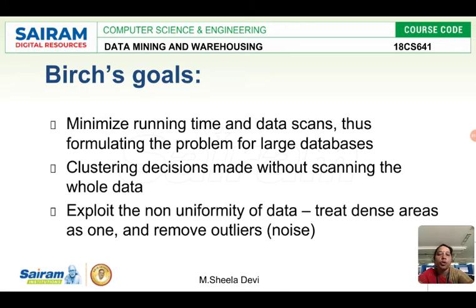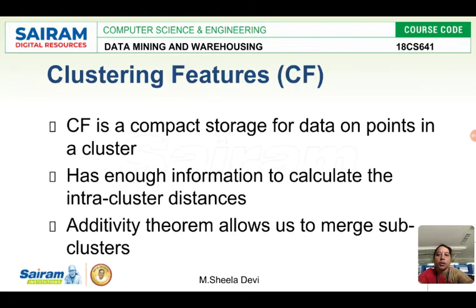It exploits the non-uniformity of data. It treats a dense area as one and removes outliers. It is going to consider the data items only in the dense area, which will be called the cluster, and it will remove all the outliers.